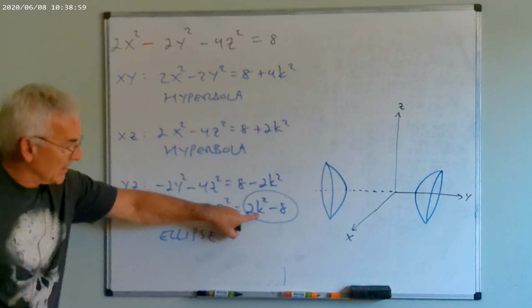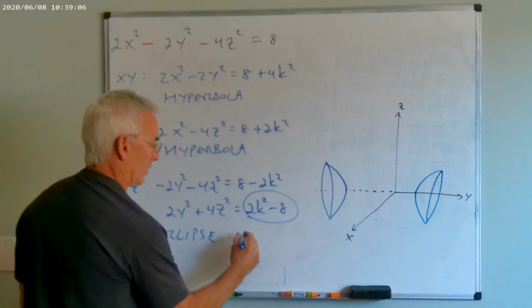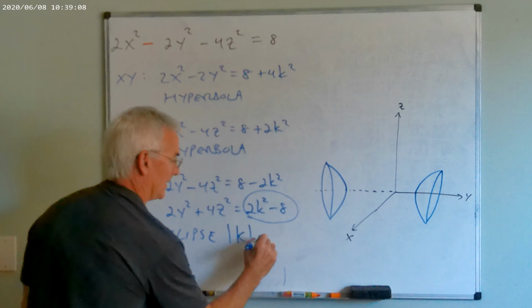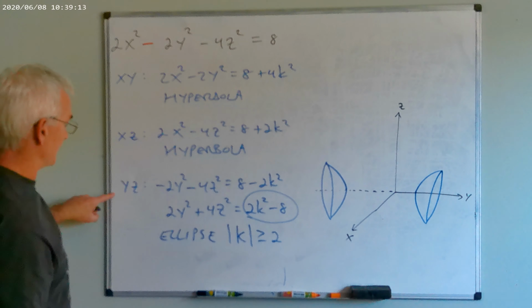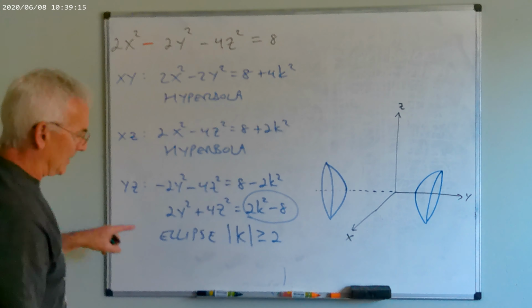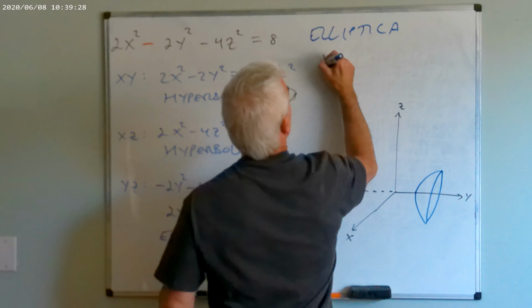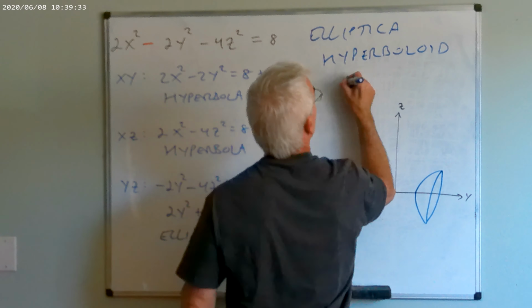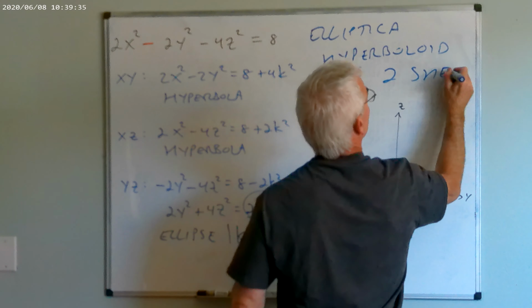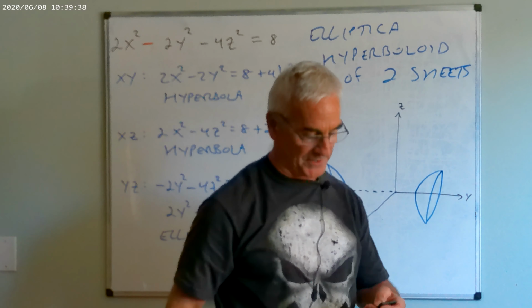So for this to be true, k squared would have to be at least 4. So the absolute value of k must be at least 2. Now, since k represented the x variable in this case, there's a gap on the x-axis. So the graph ends up having 2 pieces in this case, and so this is called an elliptical hyperboloid of 2 sheets, because there are 2 separate pieces to the graph.